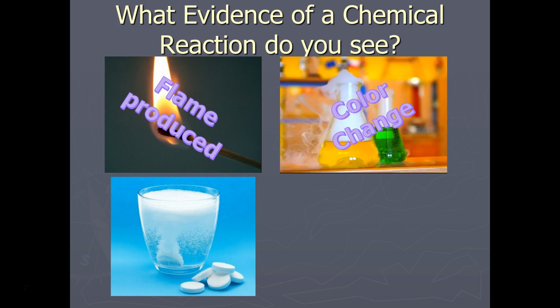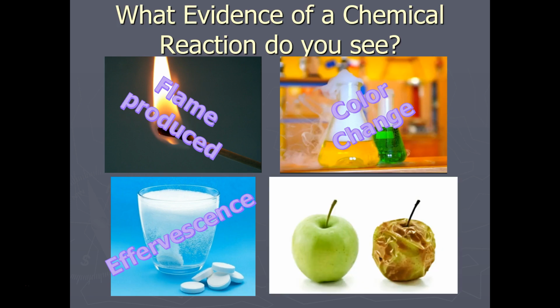In this picture here, what is happening? Vocabulary word, effervescence. We have a gas being produced. Then in this picture, we have a rotten apple. And that's a chemical reaction too, because the ending material, our rotten apple, has very different properties than our starting material.